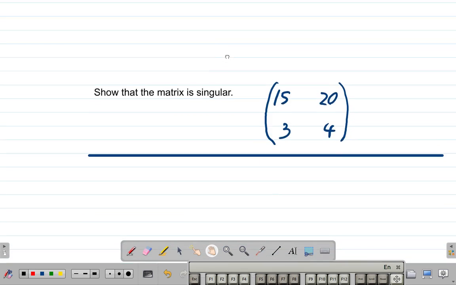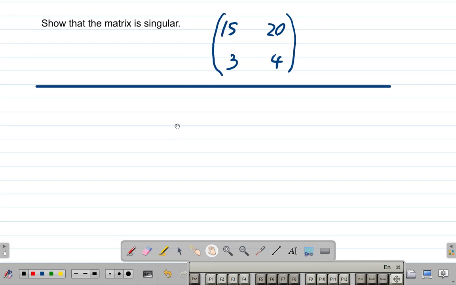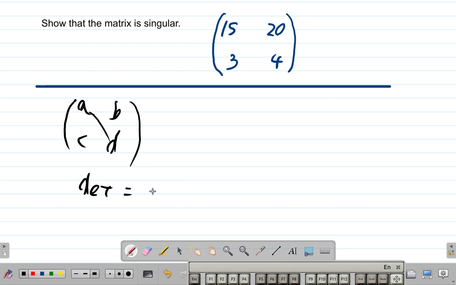Now, this matrix now, we're going to show that this matrix is singular. It's a singular matrix. So how do we do that? We find the determinant. And if the determinant is 0, then it is a singular matrix. So let's see what happens here. The determinant, remember, if we have a matrix in the form A, B, C, D, the determinant of that matrix is AD minus BC.